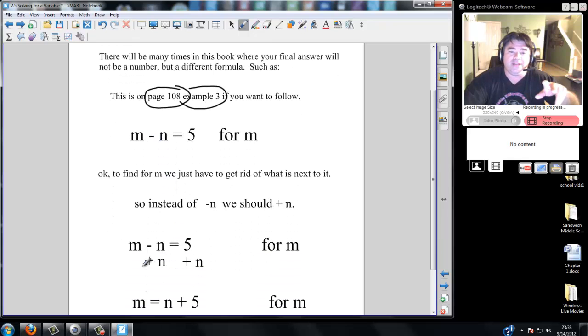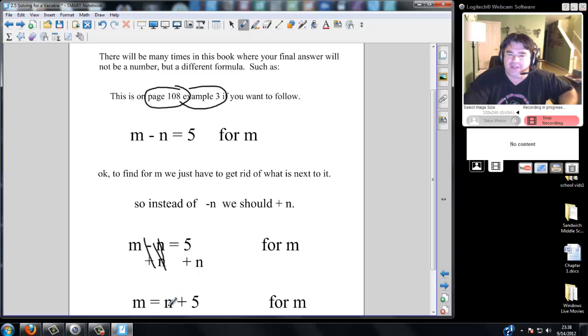Notice here that I add n. Now I don't know what n is, but it doesn't matter. All I need to know is I have to get rid of it from one side by adding the n to get rid of the negative and put it on the other. So it's okay. I add the n here. Notice how it goes away. I add in here. Please, you cannot add 5 and n together.